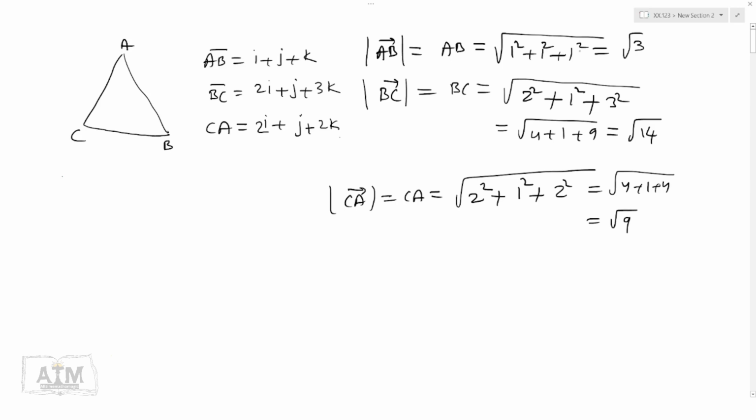And this is the length AB, nothing but root 3 units, and the length BC is nothing but the square root of 14 units, and the length CA is nothing but 3 units. So this way we can find out the length of the sides of the given triangle. So we easily got the length AB, length BC and length CA. Thus the magnitude of a vector can be used to find the respective length of the given vectors.